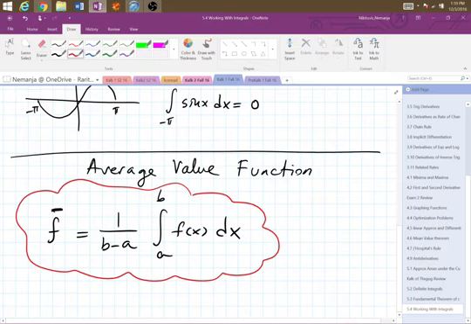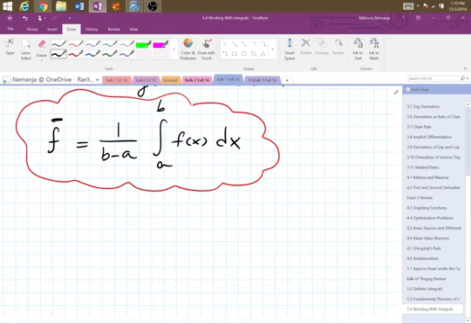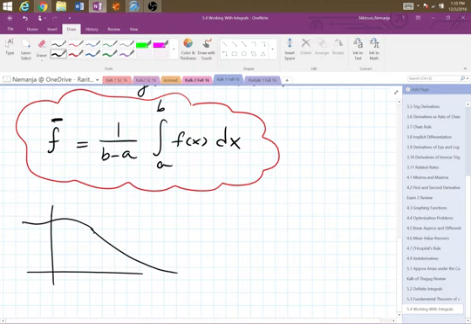So when you have something like that, the average value of the function, I'm trying to make these 2 areas the same. So this is your f of x, and this is your f bar.